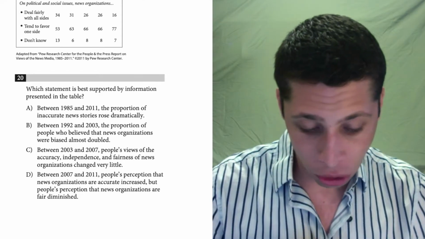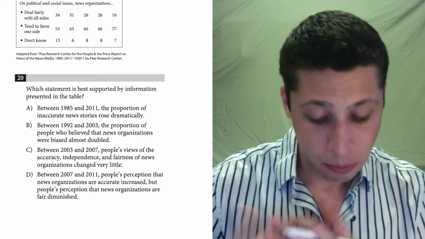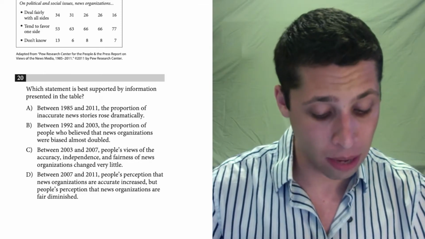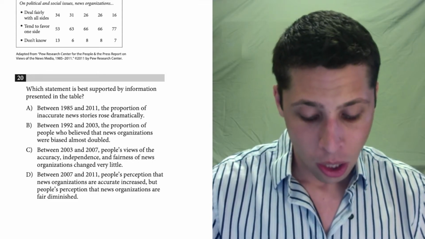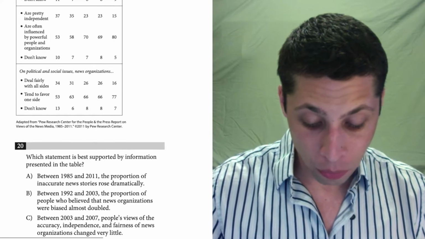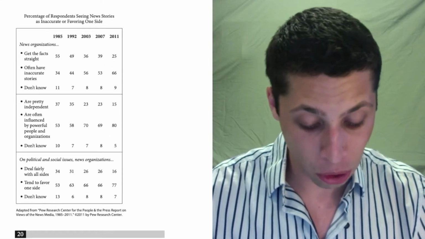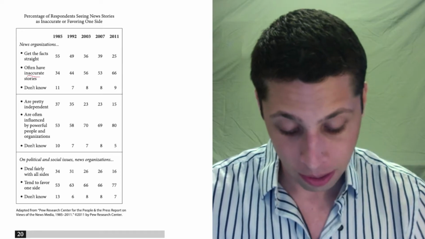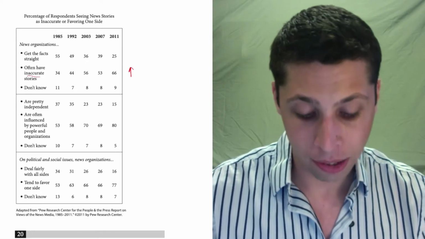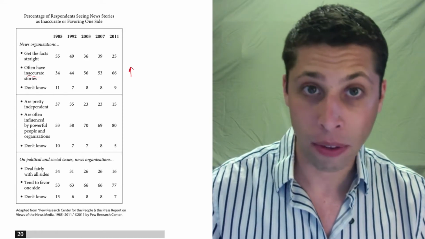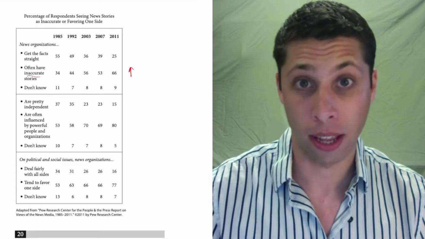So let's look at just choice A here. Which statement is best supported by information presented in the table? Between 1985 and 2011, the proportion of inaccurate news stories rose dramatically. Well, if we look at this, the first question here seems to be talking about accuracy. And look, these numbers are definitely going up as you go from 1985 to 2011, but we have to be careful. And this is why when you have a chart question, read everything.